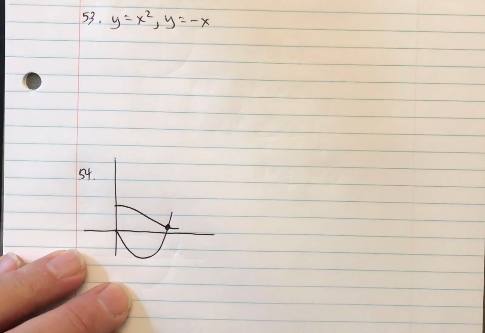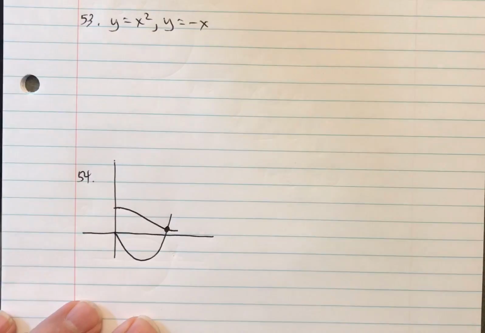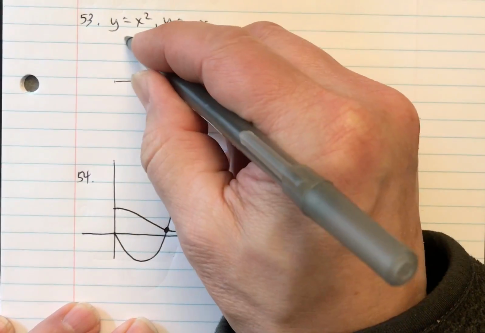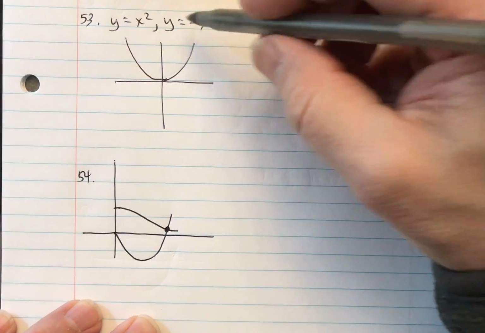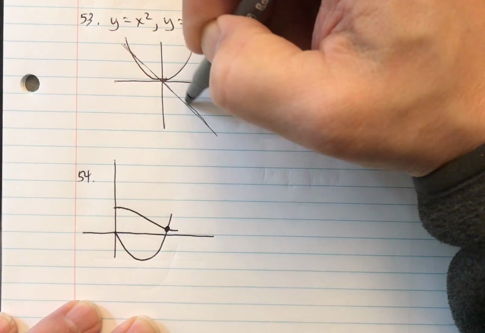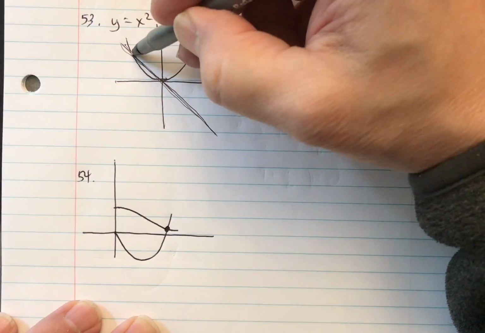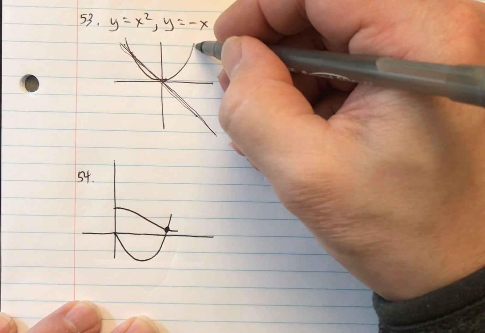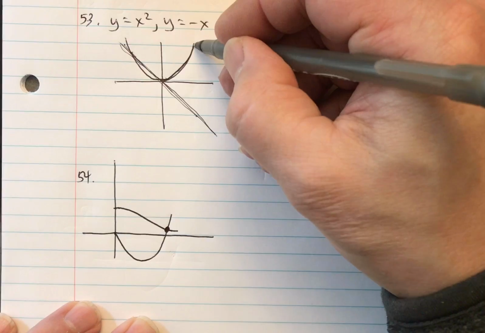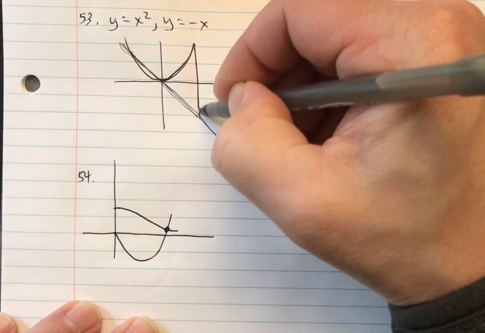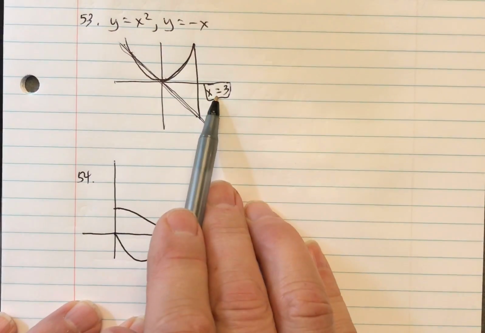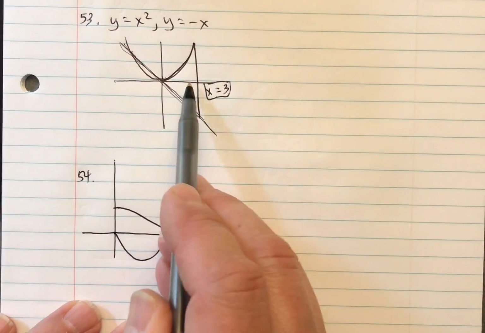Now, for number 53, we have y equals x squared, which is a parabola that opens upward. And then we have y equals the opposite of x, which goes down this way in the second and the fourth quadrants. And then we want to find the area bounded by y equals x squared and the opposite of x. And we're going through the value of x equals 3. So we're going to integrate from 0 to 3.